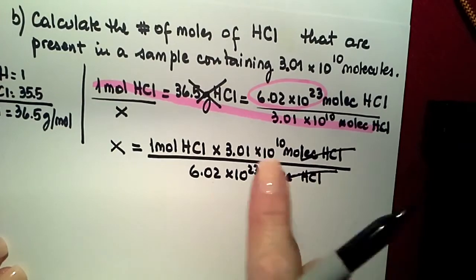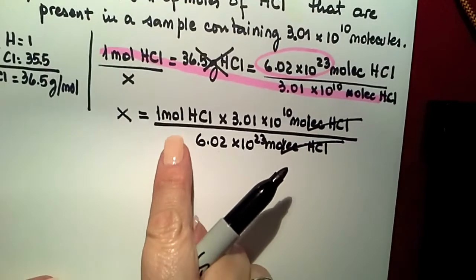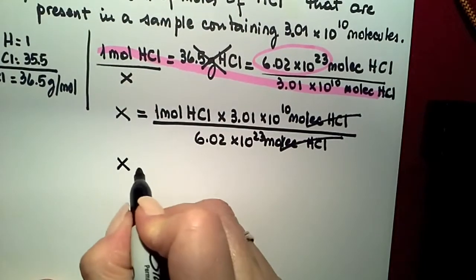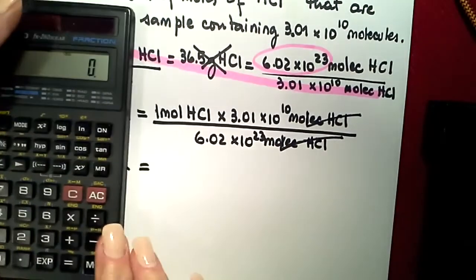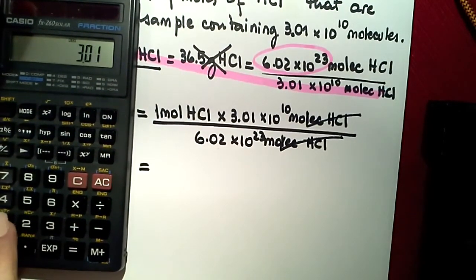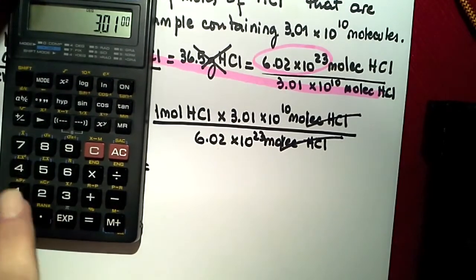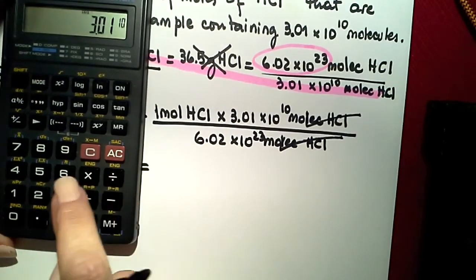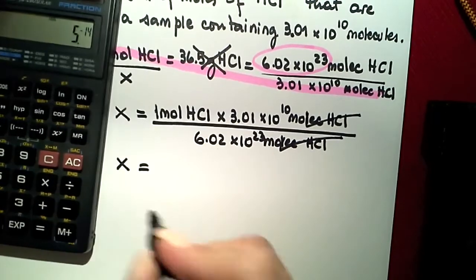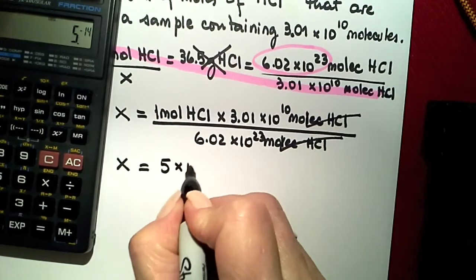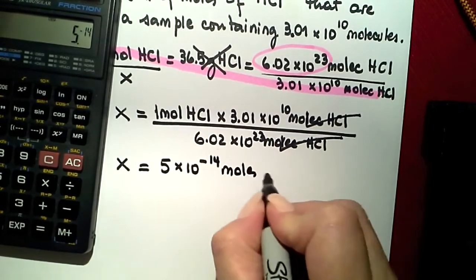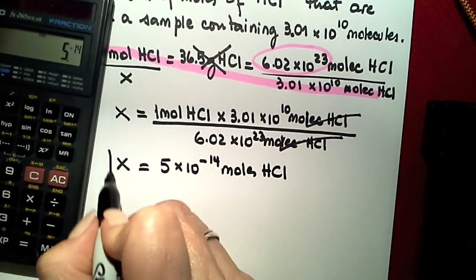Molecules go with molecules. The number of moles is what we are calculating. That is what they asked us before. So X will be the same as, this is 1 times this number, the same. So 3.01 times 10 to the 10 divided by 6.02 times 10 to the 23rd is 5 times 10 to the negative 14 moles of hydrochloric acid. It's not molecules, it's moles.